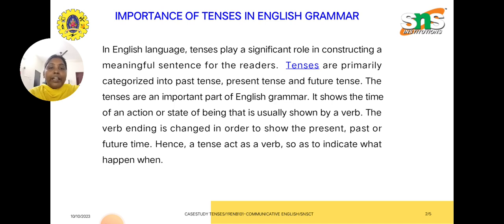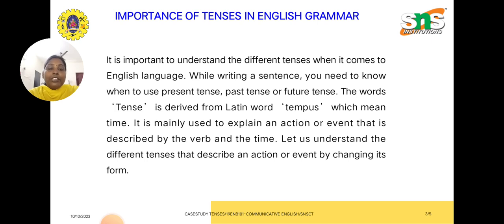Tenses are primarily categorized into present, past, and future tense. It is an important part of English grammar also, and it shows the time of an action. So, what is the nature of tenses? It helps us to understand the exact time duration of the action verb. The verb ending is changed in order to show the present, past, or future time. Hence, a tense acts as a verb to indicate what happened, the time exactly.